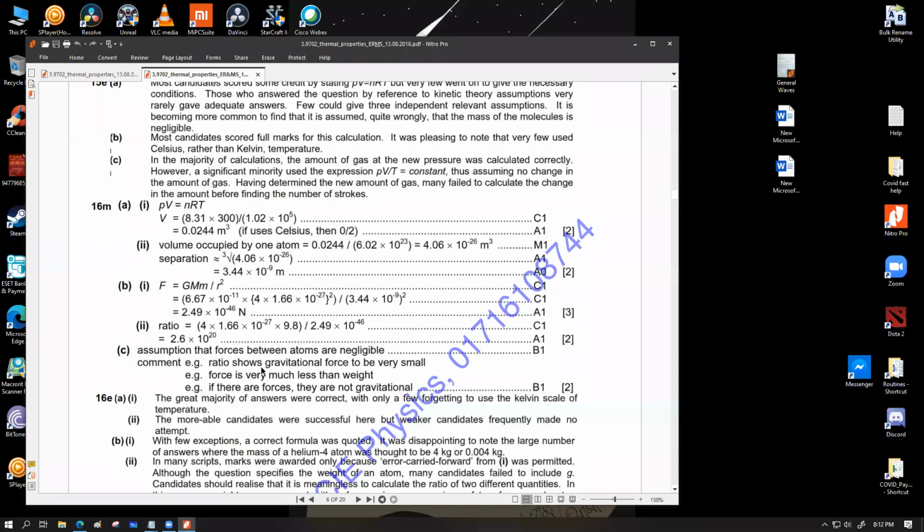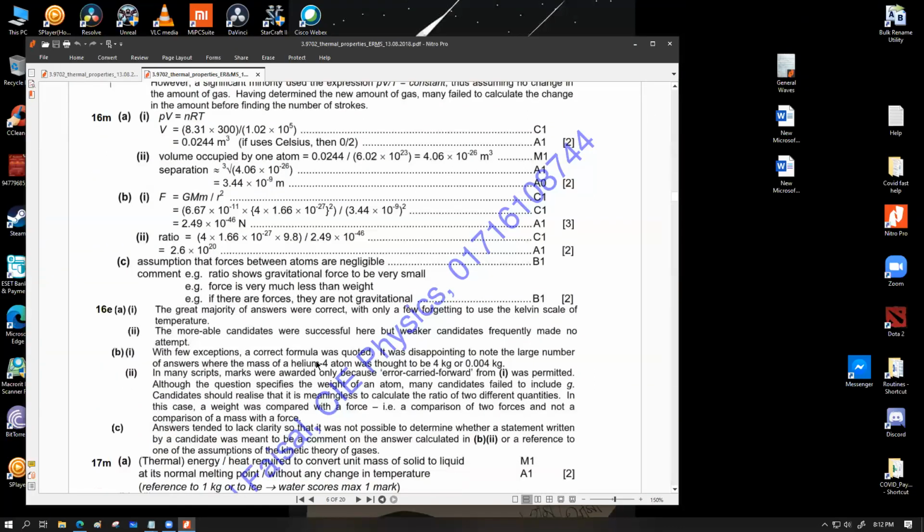The forces inside the atom, gravitational ones, we are not considering, otherwise let's look at the example report a bit. Answers tended to lack clarity so that it was not possible to determine whether a statement written by the candidate was meant to be a comment on an answer calculated in B2 or a reference to one of the assumptions of the kinetic theory of gases.